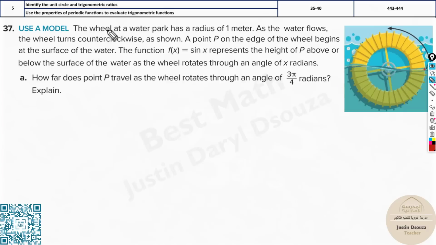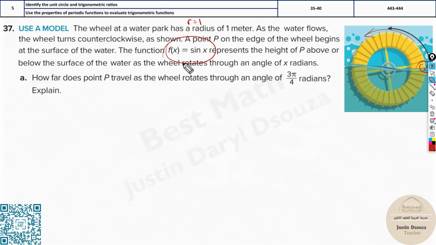Now we have a real world problem using the model. The wheel at a water park has a radius r of 1 meter. As the water flows, the wheel turns counterclockwise. That's left side, the opposite direction of the clock. As shown over here, a point P on the edge of the wheel begins at the surface of the water. Now see here, it's on the surface of the water, and it keeps on moving.